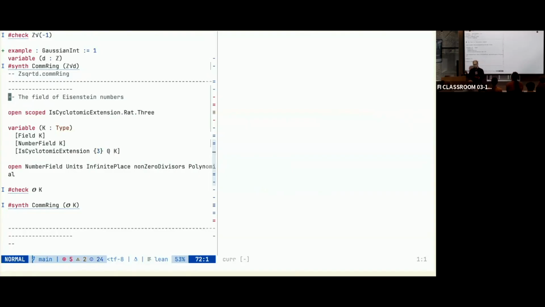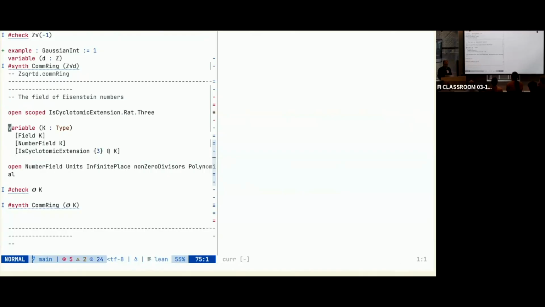For Eisenstein numbers, which would be Q of square root of minus 3, it would be very good, but it's not good for us. That's it. So fortunately, people like maybe Filippo and Riccardo Brasca and some others studied a lot about cyclotomic extensions. I mean, rings generated by roots of unity, and there is a way to phrase this. So it's even more complicated.